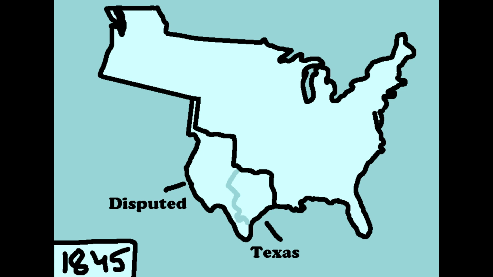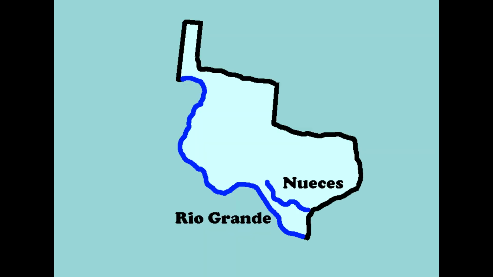This provoked Mexico, which claimed Texas, and it immediately cut diplomatic ties. There was a large border dispute over what the Texan border was, as America claimed it to be at the Rio Grande River while Mexico claimed it to be at the Nueces River.